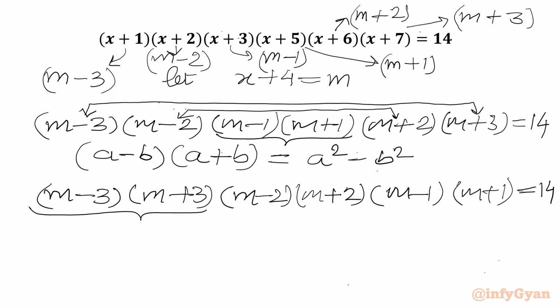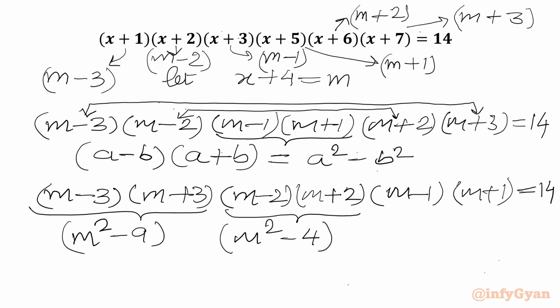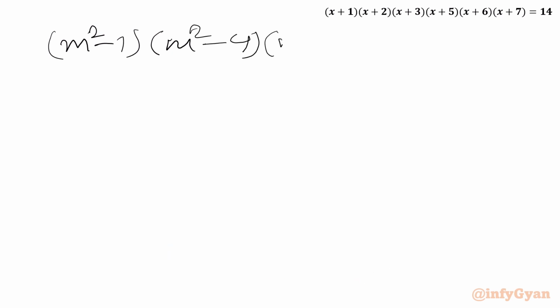So we can write here m² - 9. This will give us m² - 4, and this bracket product will be m² - 1 = 14. So our equation will become (m² - 1)(m² - 4)(m² - 9) = 14.